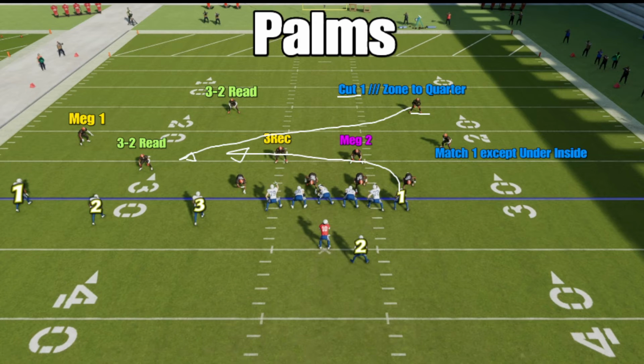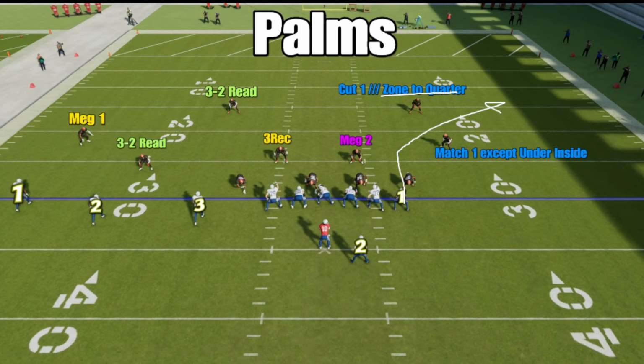And it's actually worse than quarters because it takes a while for him to register to, oh, hey, I have to cut the tight end, which is not very good, right? Or he will zone the quarter. So if 1 goes like this, then he's just going to zone out and zone to his quarter. All right. The corner is matching 1 except if he goes under, right?